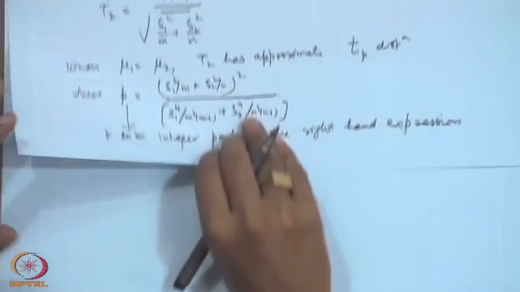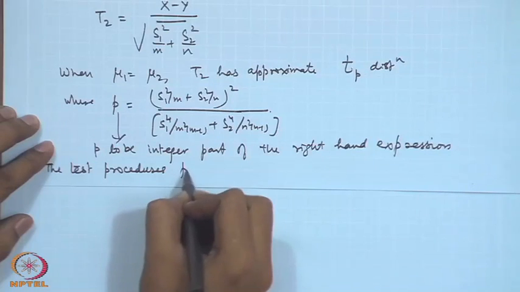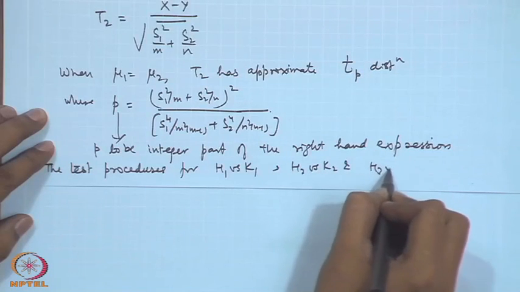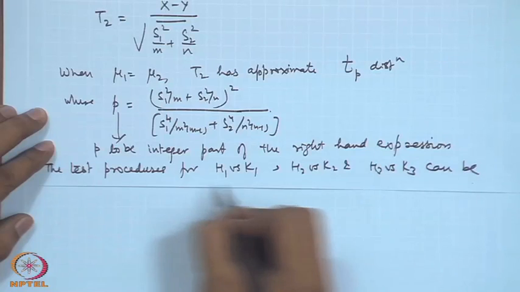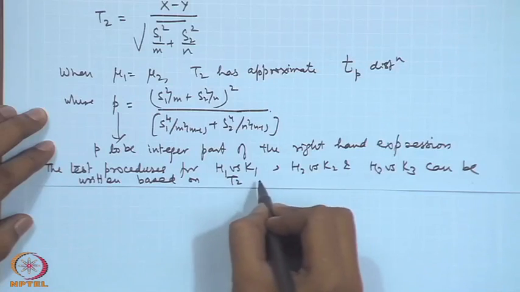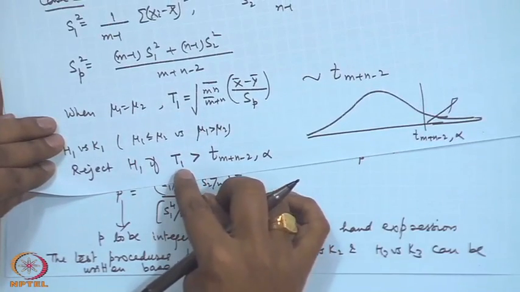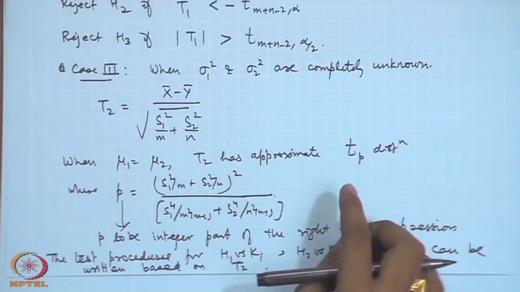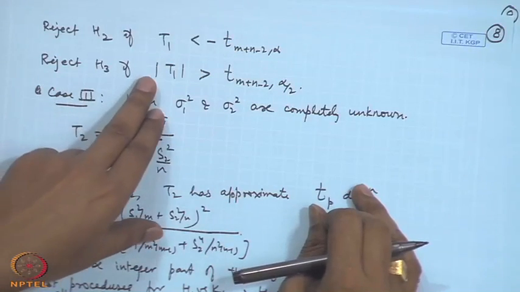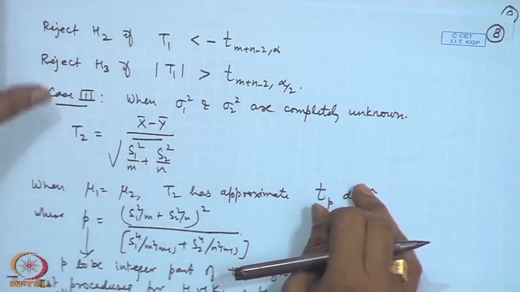So, the test procedures can be formulated. The test procedures for H 1 versus K 1, H 2 versus K 2 and H 3 versus K 3 can be based on T 2. So, I am not describing here. For example, in the first case, it will be rejecting H 1 if T 2 is greater than T p alpha. Similarly, in the second case, it will be reject H 2 if T 2 is less than minus T p alpha. And in the third case, it will be reject H 3 if modulus of T 2 is greater than T p alpha by 2.